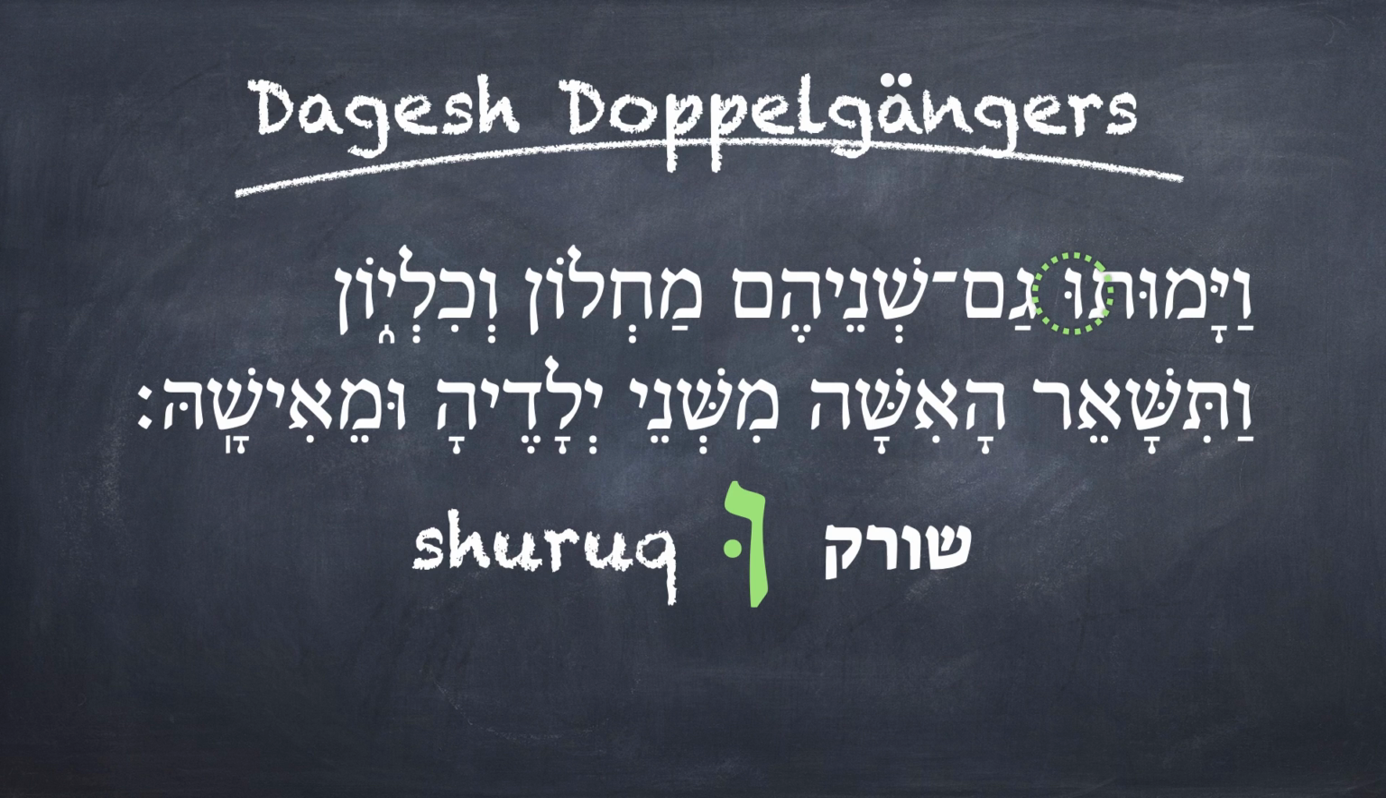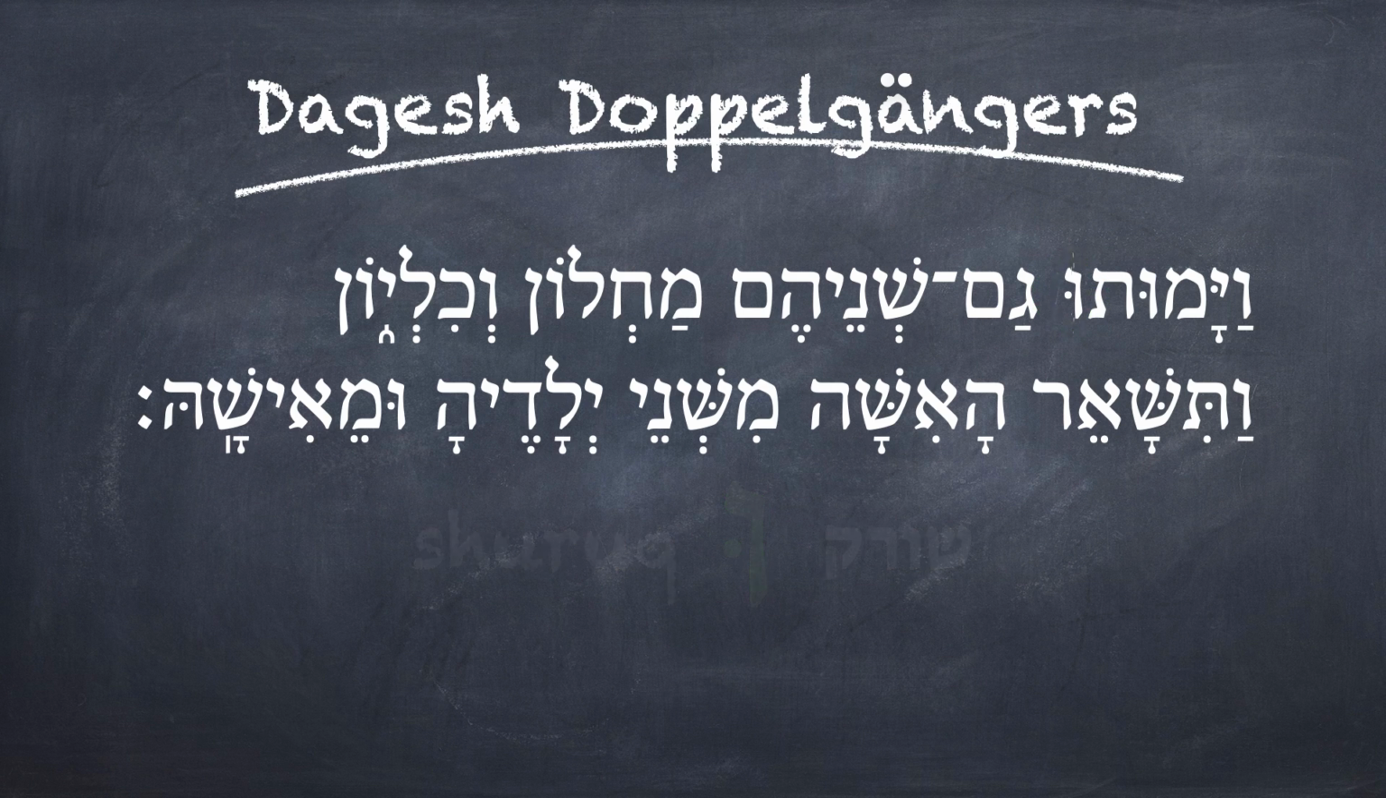But don't get too hung up on memorizing that rule and its exceptions. It'll actually be quite rare that you come across a doubled vav, unless your name happens to be David. But anyway, moving on. The other dagesh doppelganger is this one here, a hey with a dot.